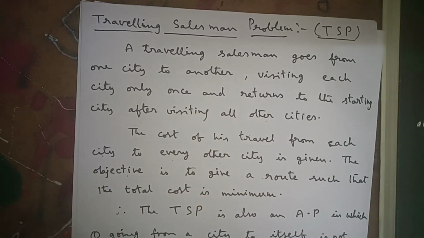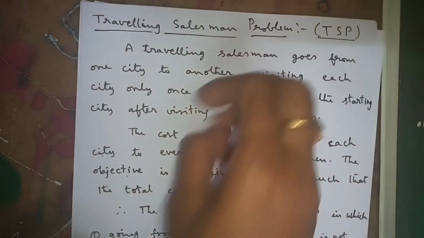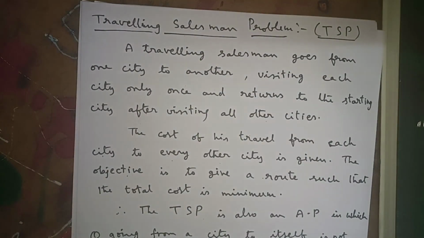A traveling salesman goes from one city to another city, visiting each city only once, and returns to the starting city after visiting all other cities. This is his duty. That means, like a chain, like a loop, he visits all the cities only once and again has to come back to the starting city.